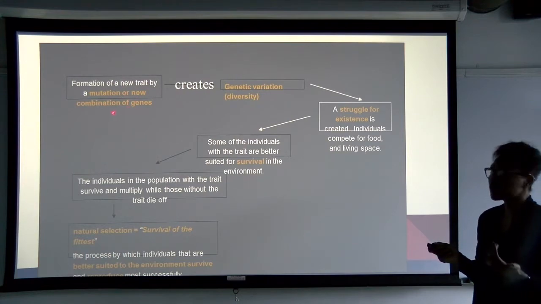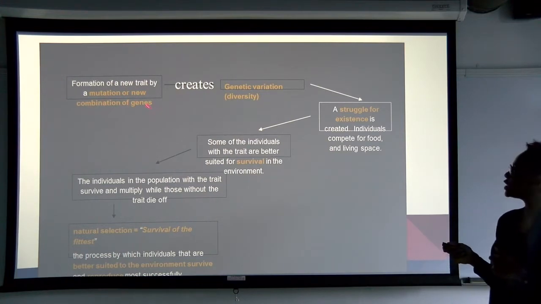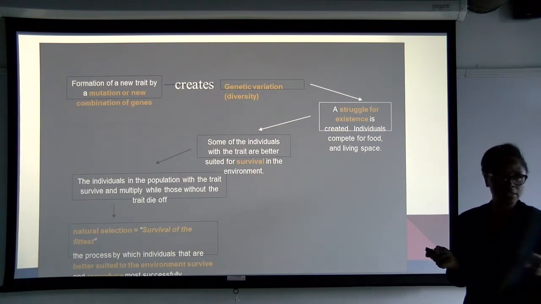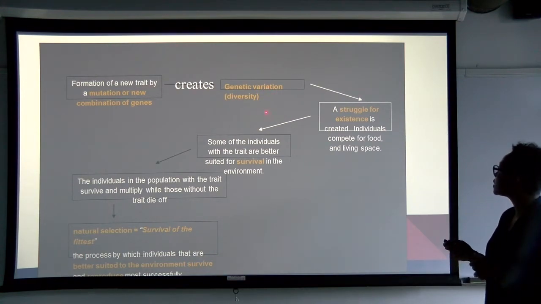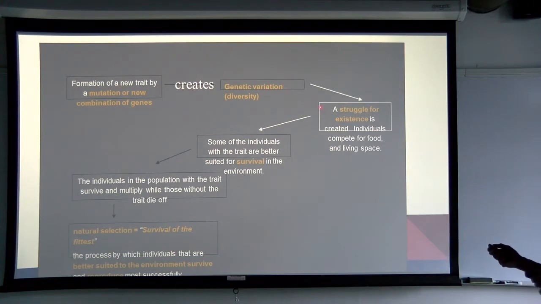That occurs through mutation, which we just discussed in our last section. You have a new combination of genes. That creates variation within a species. That variation will then give you the traits that are going to help you to be best at competing for food, living space, and so forth.